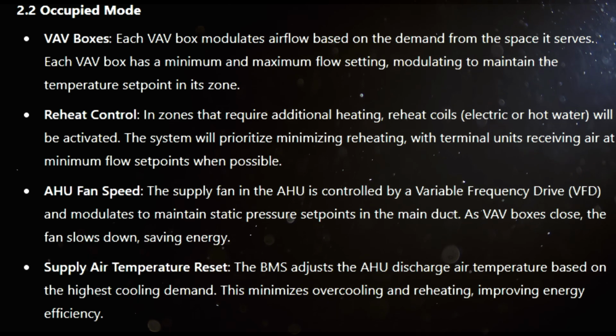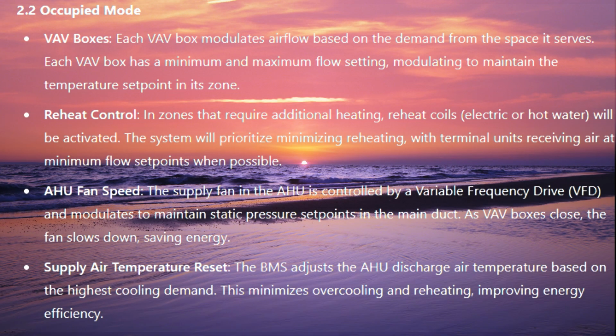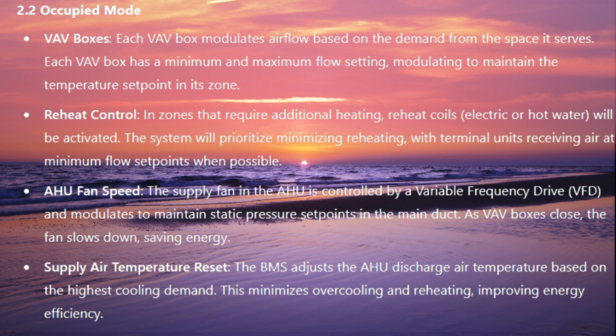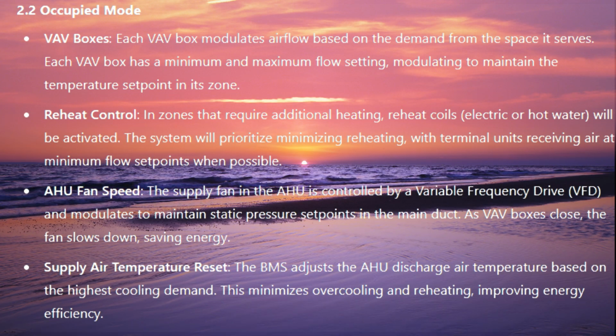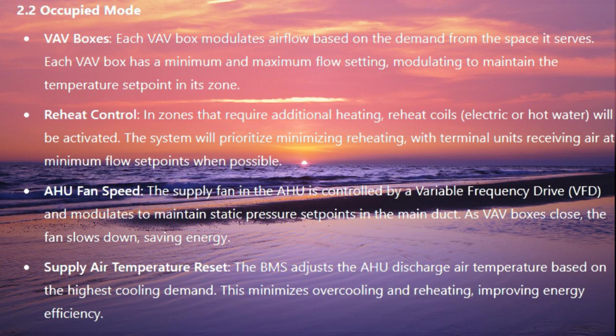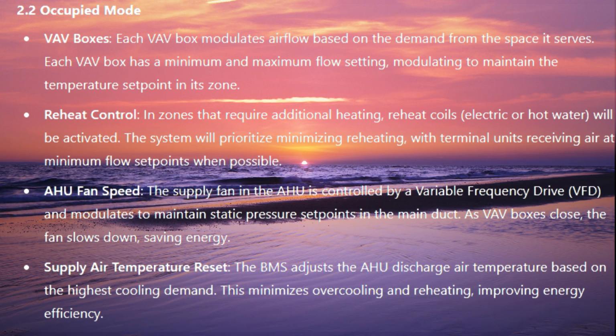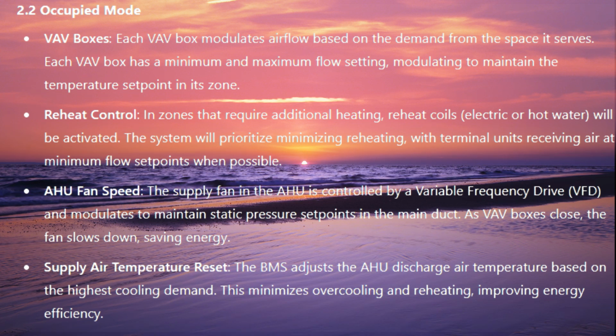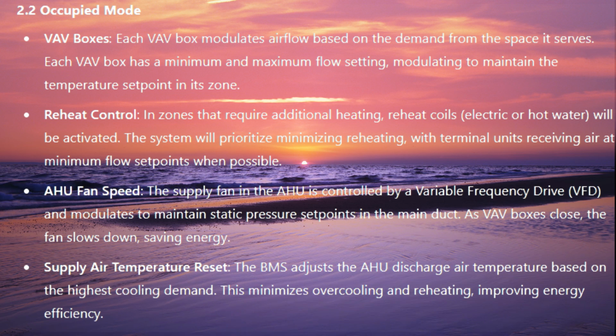AHU fan speed. The supply fan in the AHU is controlled by a variable frequency drive (VFD) and modulates to maintain static pressure set points in the main duct. As VAV boxes close, the fan slows down, saving energy. Supply air temperature reset. The BMS adjusts the AHU discharge air temperature based on the highest cooling demand. This minimizes overcooling and reheating, improving energy efficiency.